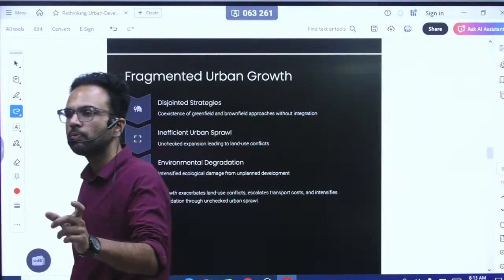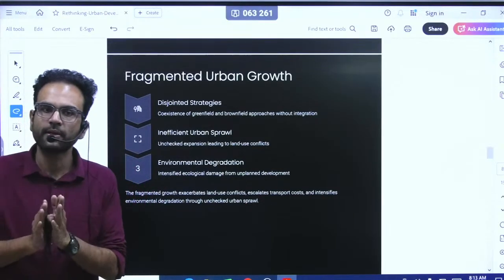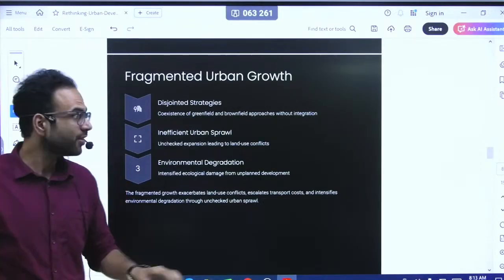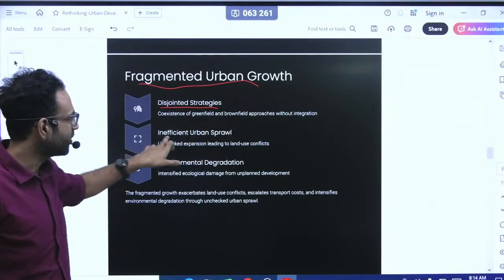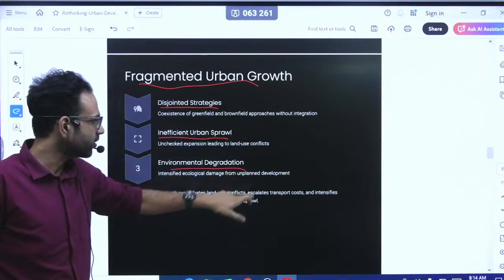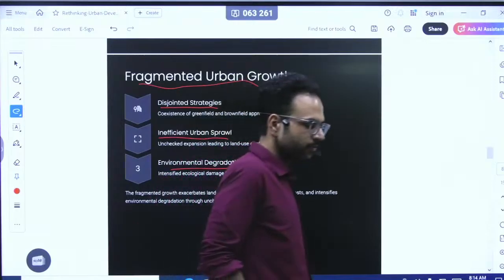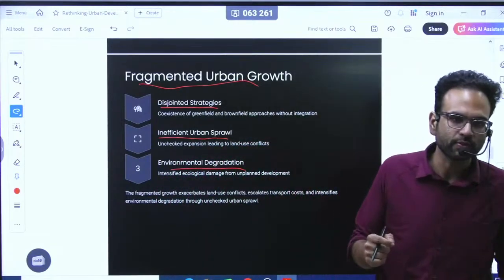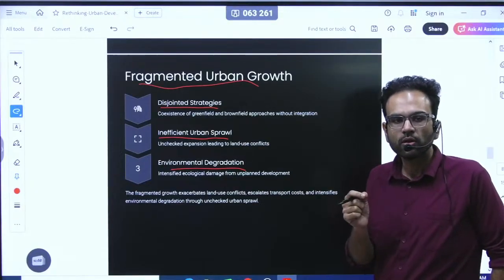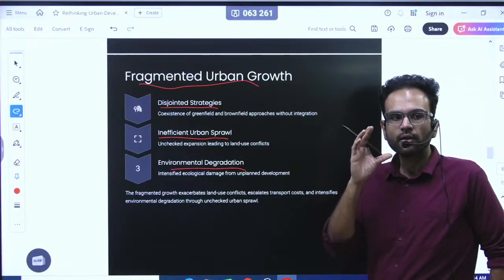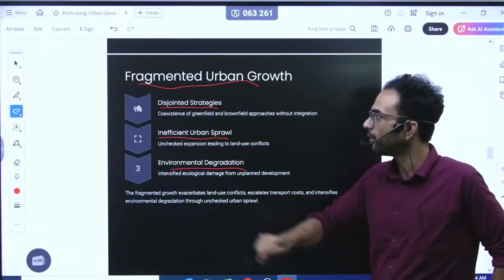If you want to present your answer, whatever we discussed, what are the problems of urbanization? The keywords that can be used are fragmented urban growth, disjointed strategies, inefficient urban sprawl, environmental degradation. Use a keyword-based approach. By using keywords like this, which are there in the policy documents, you will be able to communicate a lot of complex information in the shortest possible way.